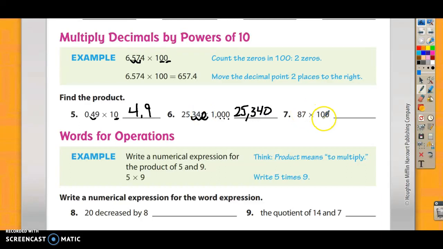On 87 times 100, I've got 2 zeros. I need to move my decimal 2 places to the right. The decimal on a whole number is at the end, so I'm going to put a decimal and then I'm going to annex 2 zeros and move it 2 places to the right. 87 times 100 is 8,700. Those get kind of tricky. You might need to watch that twice. That's okay.